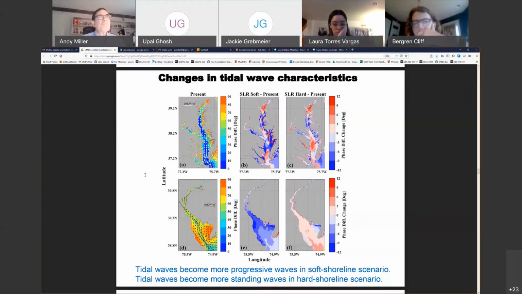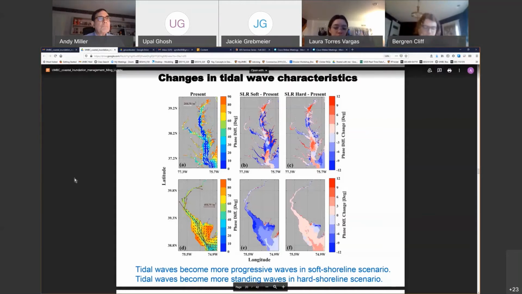When you have a lot of reflection from the side boundaries... If you have these soft shorelines, you can let a lot of water spill sideways, so not much tidal wave gets propagated upstream. The opposite is true when you have a hardened shoreline, and then you get more standing-wave-like behavior, so the wave is going to get amplified. Next slide, please.